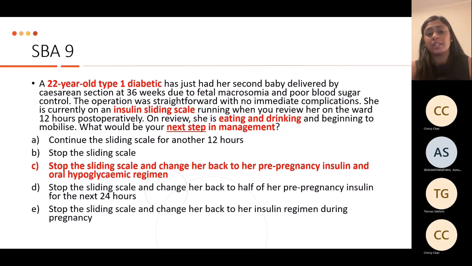And so once they're eating and drinking, she can just be switched back to her pre-pregnancy insulin. Generally, they're not on oral hypoglycemic regimens. To be fair, that's usually type 2 diabetics. But in this case, the best answer is actually the pre-pregnancy insulin, not an oral hypoglycemic regimen. We wouldn't put her back onto her insulin regimen during pregnancy, nor would we halve her pre-pregnancy insulin dosing, because that will just not cover her and she's likely to then develop hyperglycemia at a later stage.